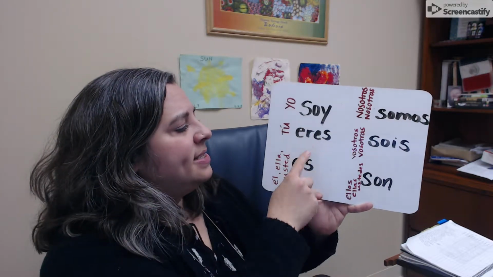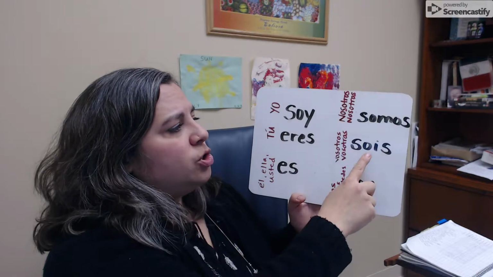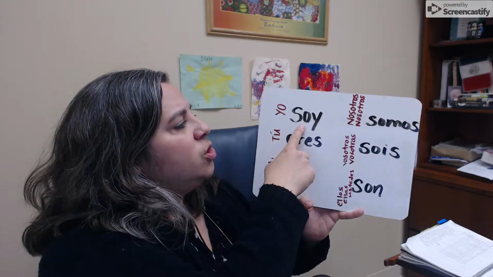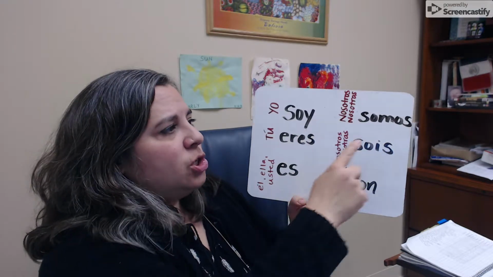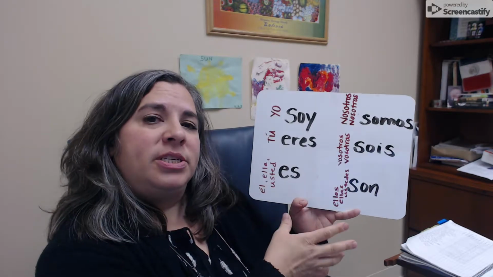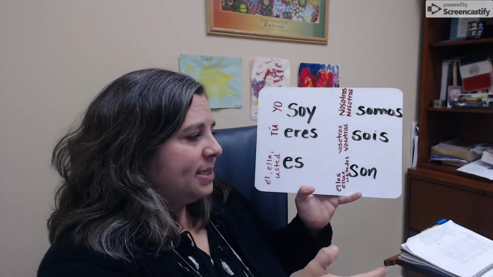Soy, eres, es, somos, sois, son. Please repeat after me this time. Soy, eres, es, somos, sois, son. So those are your 6 forms of the verb ser in the present tense.